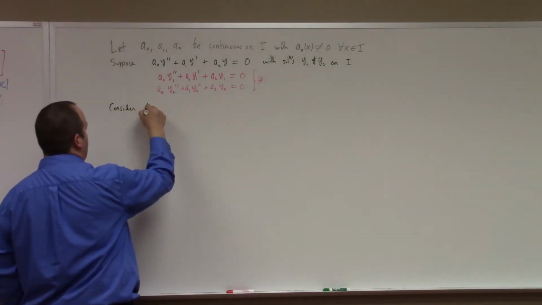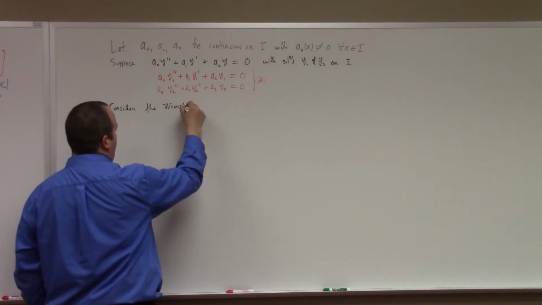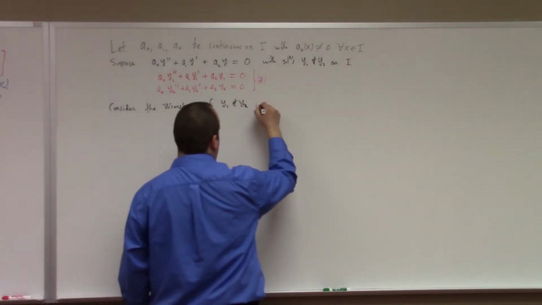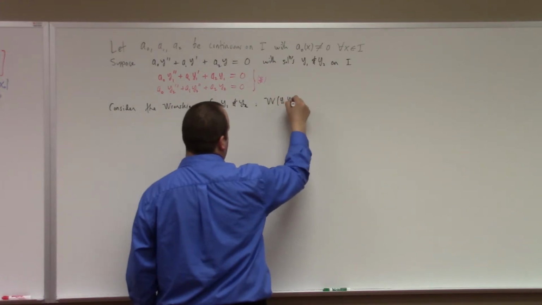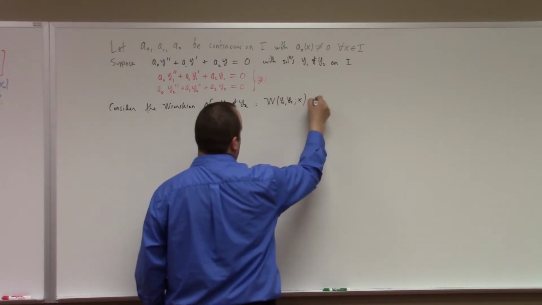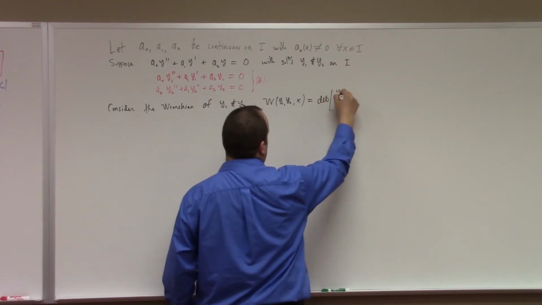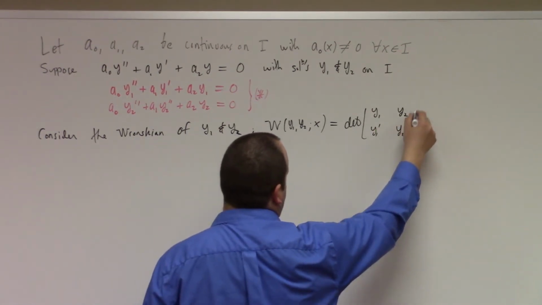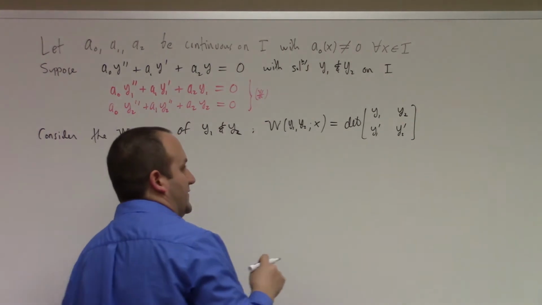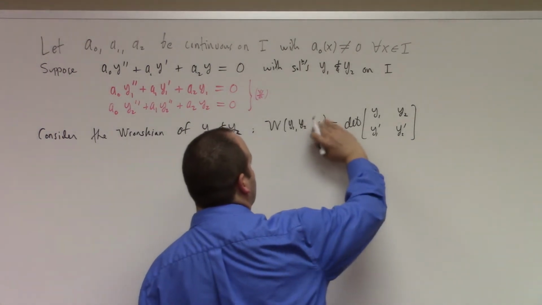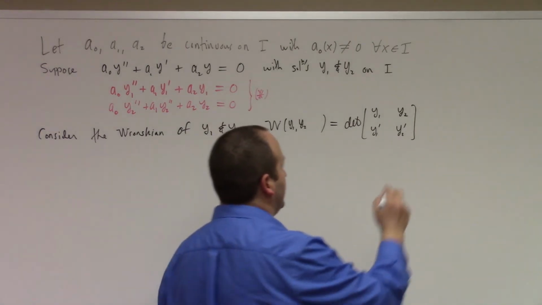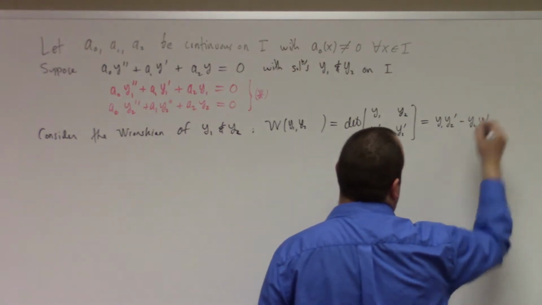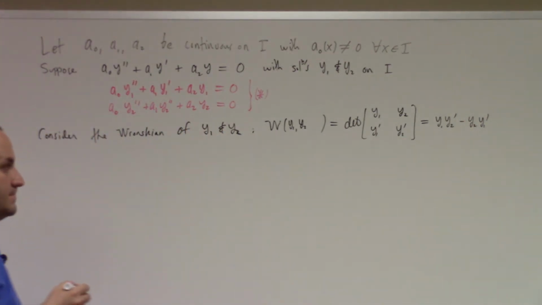What's the Wronskian of y1 and y2? That would be W(y1, y2) at the point x. That's the determinant of y1, y2, y1', y2'. I'm ignoring the x dependence, though I could think of it as a function equation if I wanted to. So this is y1 y2' minus y2 y1'. That's the Wronskian.